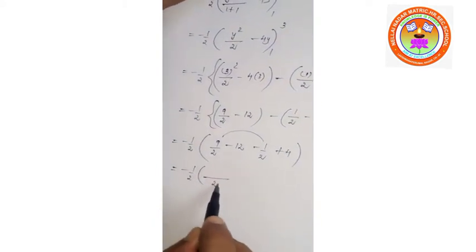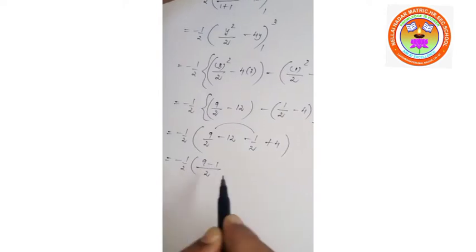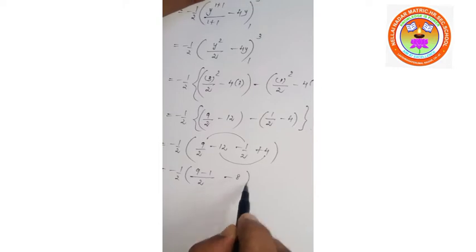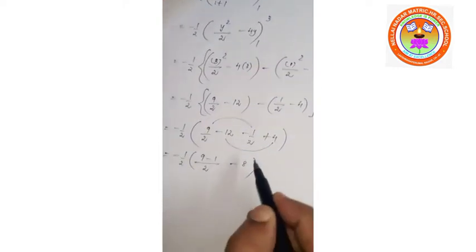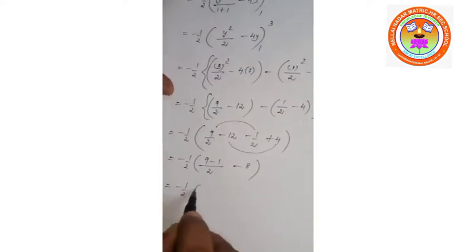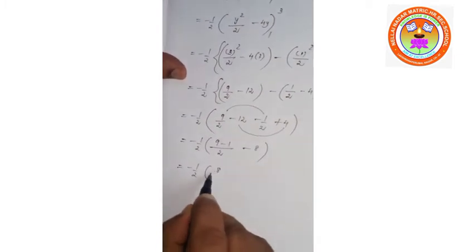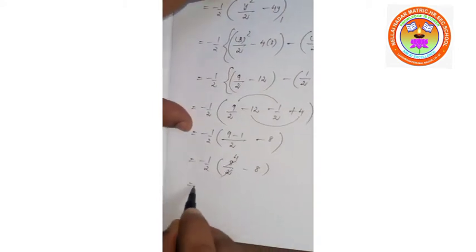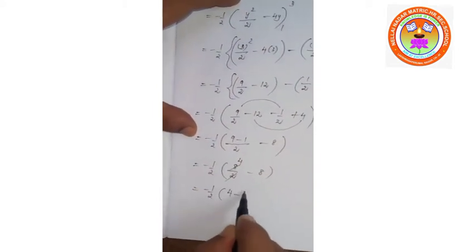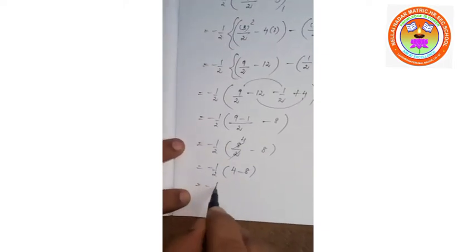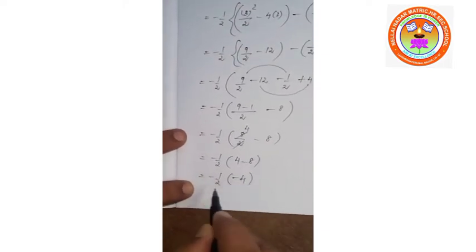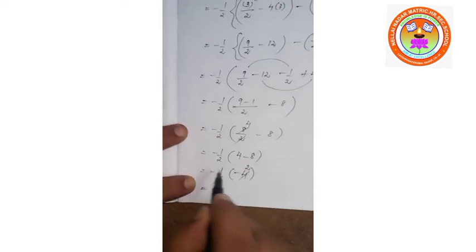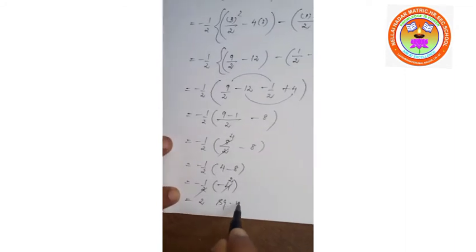What is the common denominator? 2. Just write the numerators. 9 minus 1. Minus 12 plus 4, that is equal to minus 8. Bigger number sign, negative, so minus 8 equals minus of into 9 minus 1 equals 8 by 2 minus 8. 2 fours are 8, cancelled 4 times. Minus of into 4 minus 8, that is equal to minus of into minus 4. 2 times equals minus into minus plus 2 ones are 2 square units.